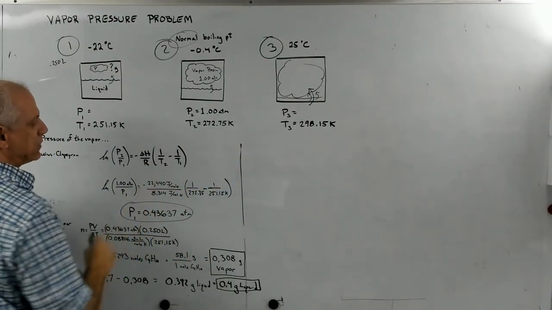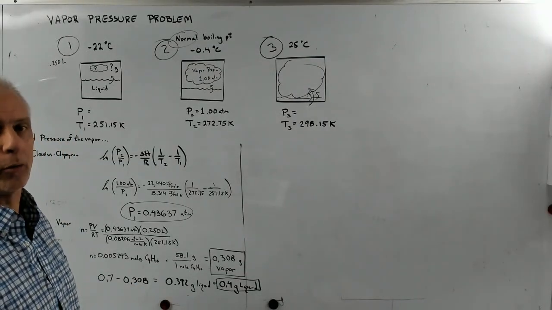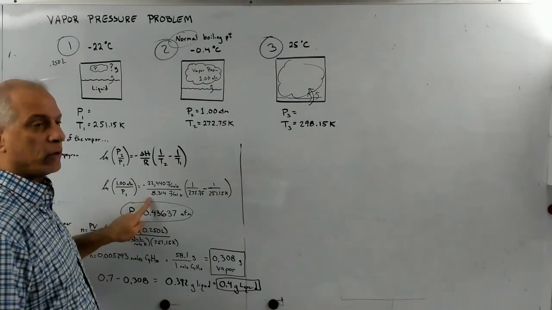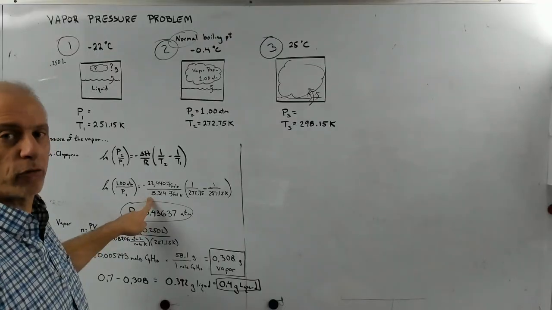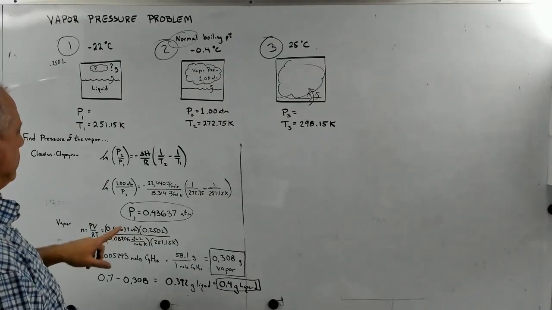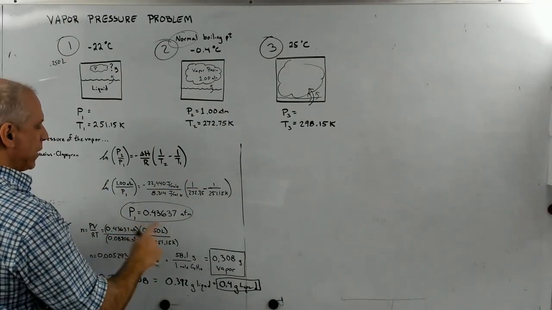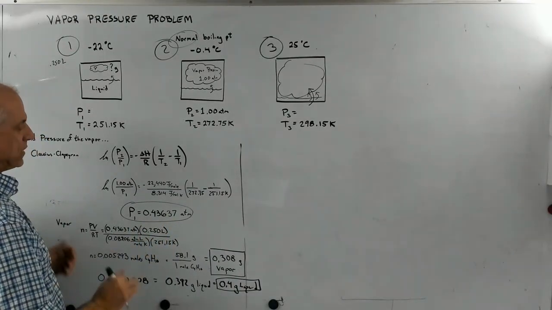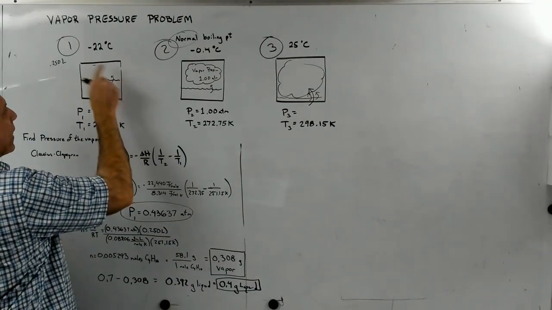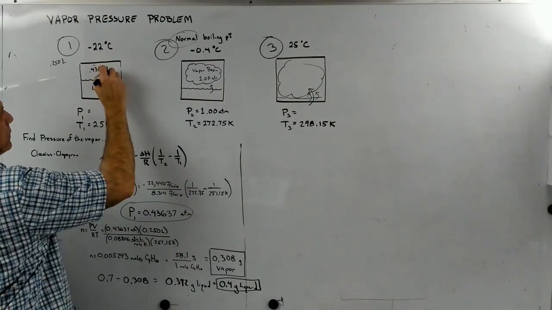Delta H is given to us as 22,440 joules per mole. They gave it to us in kilojoules, so we have to change it to joules. And the R value, we're going to use the energy R value, 8.314 joules per mole Kelvin. We do this calculation, inverse e raised to that, and we get a vapor pressure of 0.436 atmospheres. So that's the vapor pressure in here, 0.436 atmospheres of vapor.